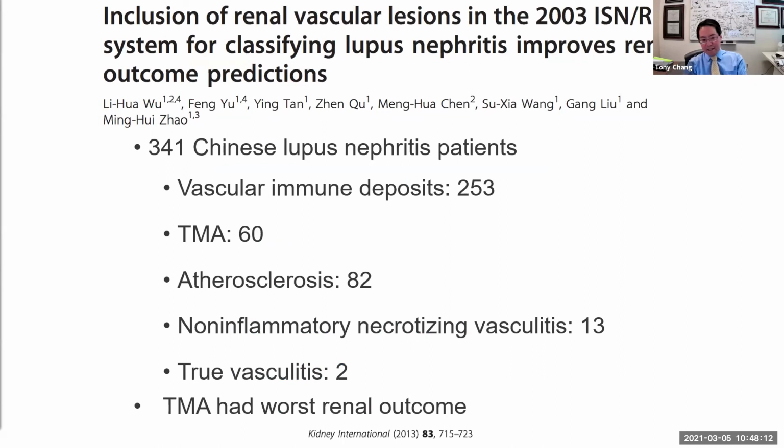The largest Chinese study that has looked at the vascular lesions really confirms how common a lot of these injuries are. Certainly in TMA, they found it in almost 1 out of every 6 of their lupus nephritis patients. And then you can see some of these other ones that are very, very uncommon. And vasculitis is exceedingly rare. And even this sort of non-inflammatory necrotizing vasculopathy is really quite uncommon. But they found that in their study, the TMA patients had the worst outcomes. I think there are probably too few patients in these groups to really be able to conclude anything. I would guess these folks likely didn't do very well at all.